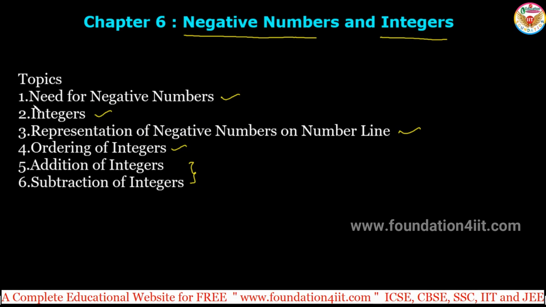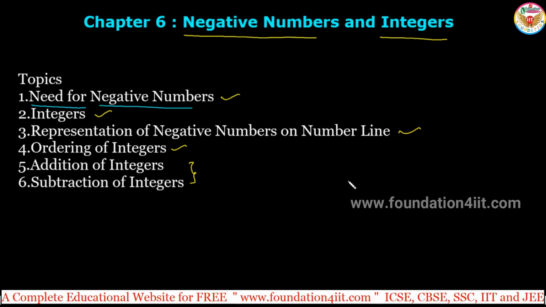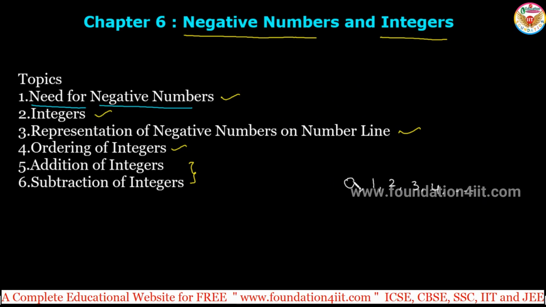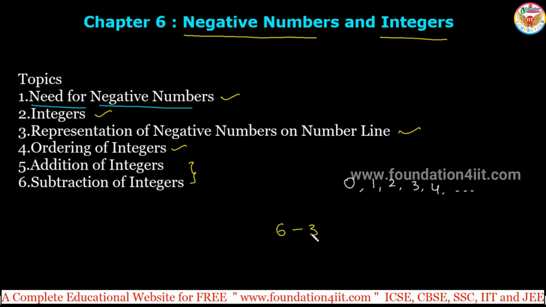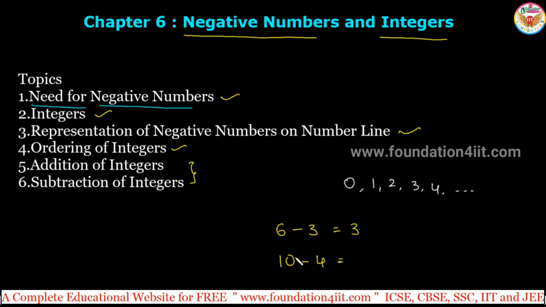First, when you see this need for negative numbers, what is the necessity? Actually, in the previous chapter, chapter 5, we studied about whole numbers, right? In whole numbers, the numbers are only 1, 2, 3, 4, and so on. So these are the whole numbers. If you take any one number, let us take one bigger number, 6, and subtract a smaller number, 3. 6 minus 3 is 3. Right? And take the bigger number 10 and the smaller number 4. 10 minus 4. From 10 if you subtract 4, you'll get 6.